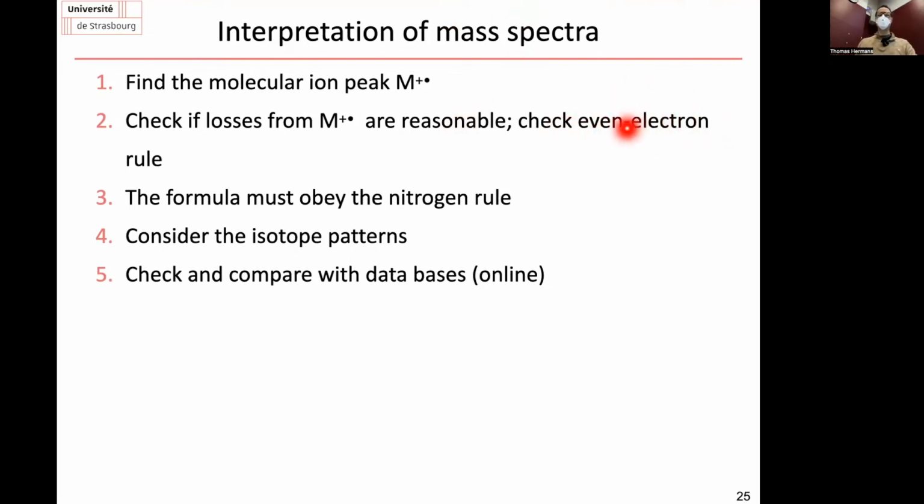So there's the even electron rule, which we'll get into, and there's also a nitrogen rule. We'll get back to what that means. And then you can also consider the isotope patterns, right? So if you have a halogen, then you should probably find a fragment that has a mass difference of 2, because the isotopes of bromine and chlorine have a difference of 2. So that should still be there even if you have fragmentation.